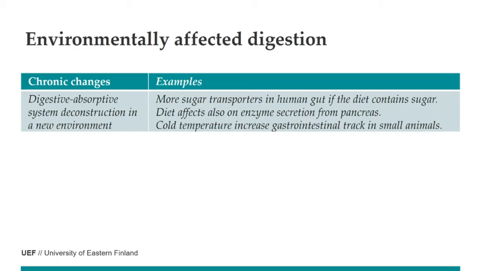Then the diet also affects the enzyme secretion from the pancreas. Animals with a fat-rich diet will release from the pancreas an enzyme that cuts more fat. If they have a protein-rich diet, they will have more proteases, etc. But it also affects, for example, animals living in Finland in cold temperatures and being active. They have a little bit larger gastrointestinal tract because they need more food to keep the body warm.